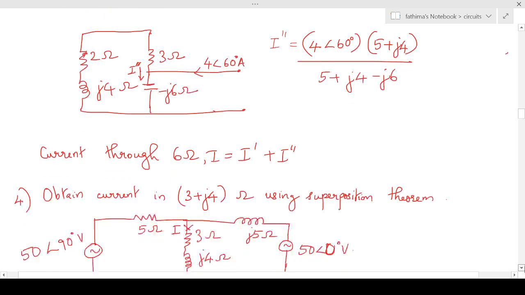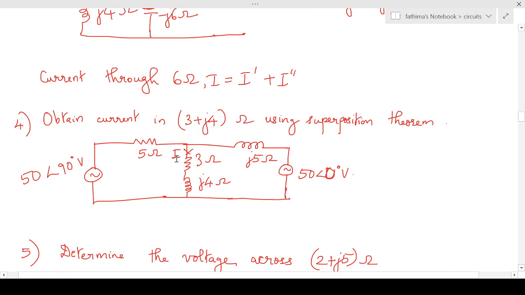Next question: obtain the current in 3 plus j4 ohm. You do it by yourself. There are two voltage sources over here. First consider only one source at a time: 50 angle 90 degrees acting alone, you will set the other equal to 0. Find the current flowing through this particular branch. Next, consider 50 angle 0 degrees acting alone, so we will set this equal to 0. Find the current flowing through this particular branch and add up those two. You will get the current in the 3 plus j4 ohm resistor.